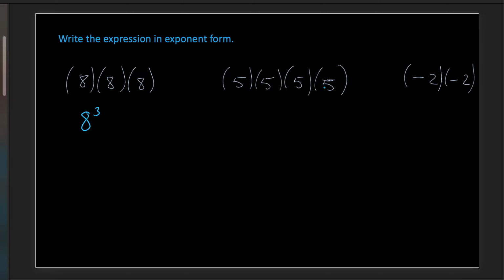Now here we have 5s. 5 times 5 times 5 times 5. That's 4 5s. So that's the answer for this. The exponents tell you how many times to repeat that base. Now we have 2 -2's. So we're going to keep the parentheses around to show that it's a negative number. That negative comes with the 2. And there's 2 of them. So (-2) squared like that.